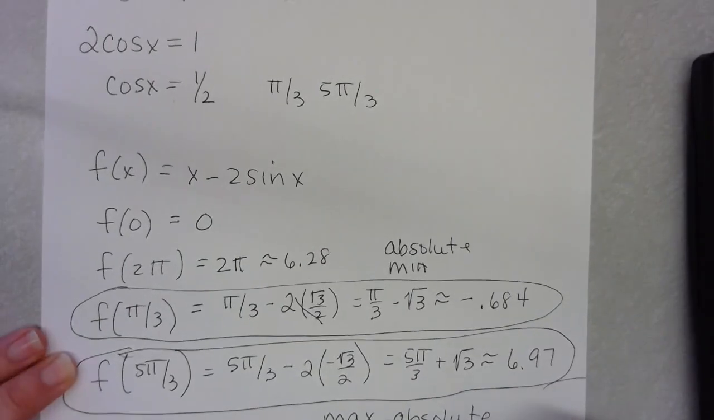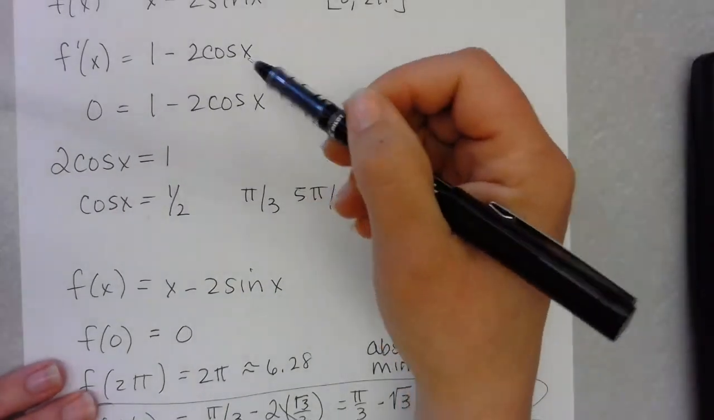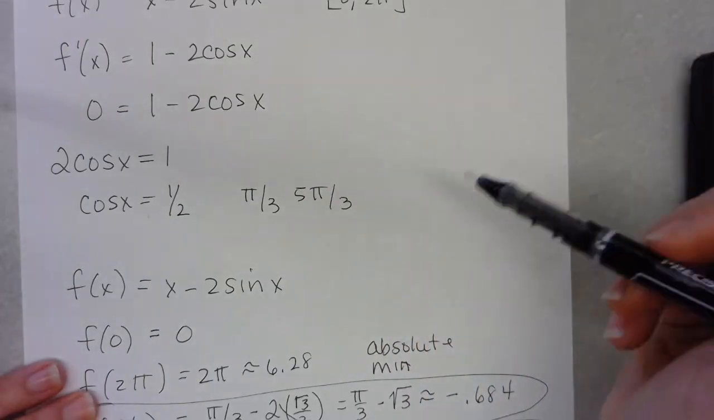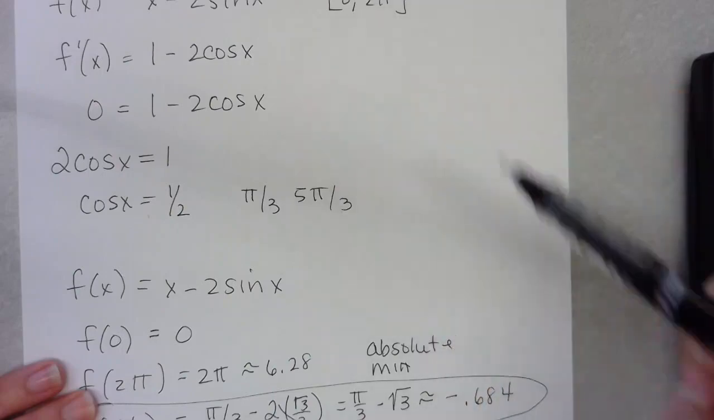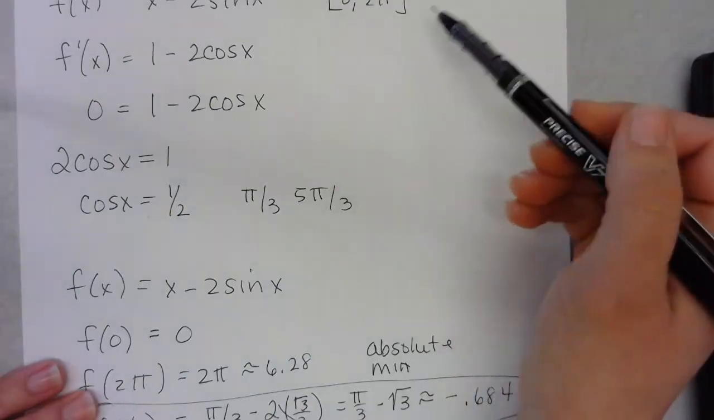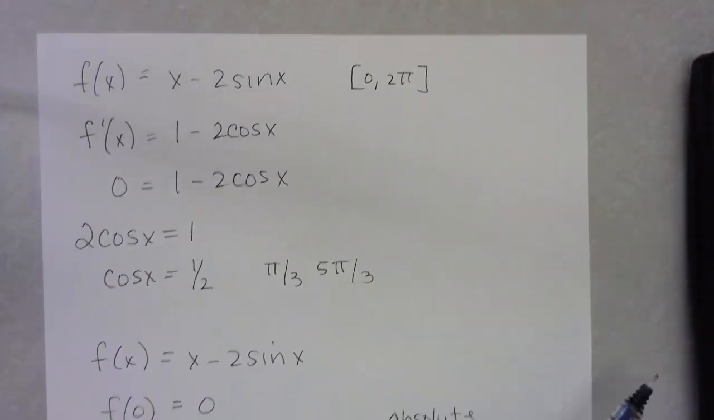Right, so once again, if I didn't have a closed interval, this would just keep repeating and repeating, so I would have multiple, right? So we can't really say it would be an absolute min or a max if we didn't have this interval. So, all right.